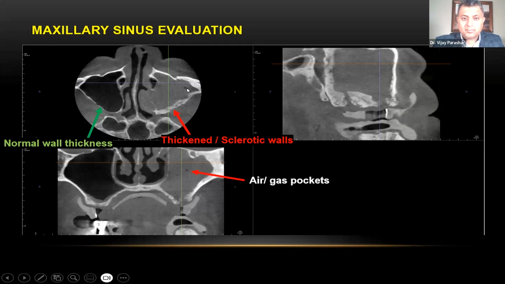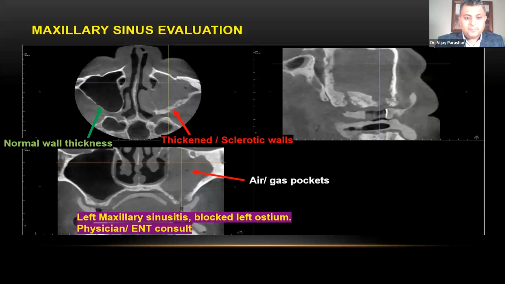We can even see it up here. This one, this one, this one. So these are air or gas pockets. What do they signify? This is telling us that you could have anaerobic bugs which are growing in the maxillary sinus. So this is acute sinusitis, which is producing air or gas bubbles, and that should again be reported on your report when you are referring it or sharing it with your physician or ENT colleague.